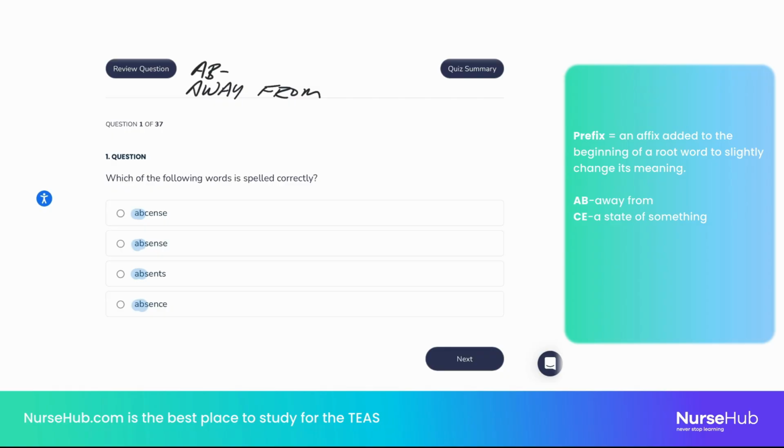Now, most of us would look at this and think that it is going to be the ending of something like sense, right? Like a word like nonsense, where we see this sort of ending here. And we think, okay, nonsense is not having sense, so absence is probably being away from sense. That makes sense, right? Unfortunately, that is wrong, and that's where this can be a little bit tricky.